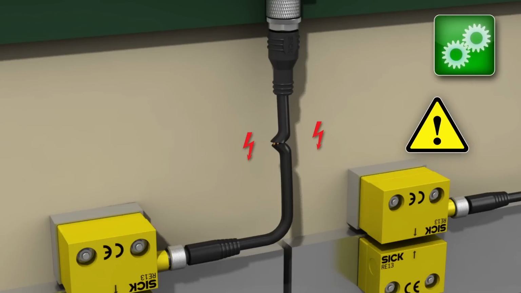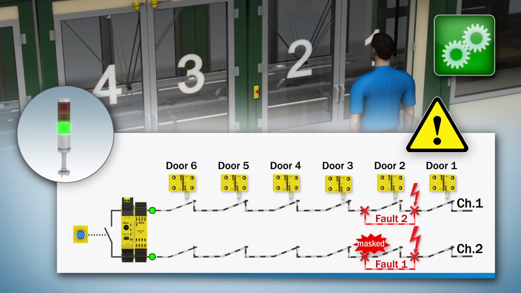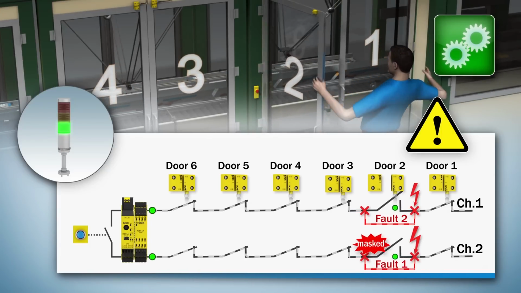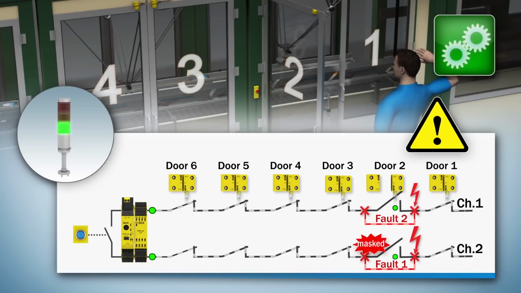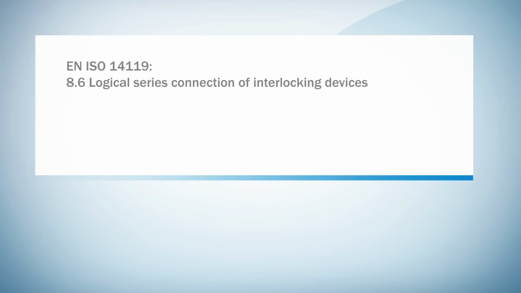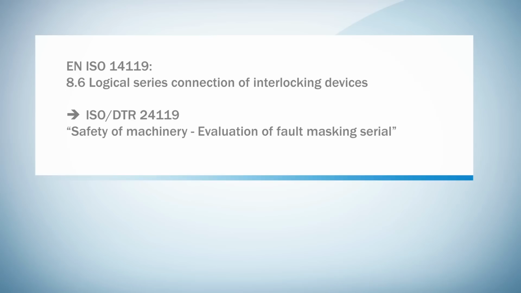As the cable was already damaged before, the second fault is even more probable. The second fault would lead to the loss of the second channel and therefore to the loss of safety function. The machine will then keep on running even if the door is opened. Because of this possible danger, the standard for interlocking devices and the forthcoming technical report limit the performance level of cascaded safety switches with volt-free contacts.